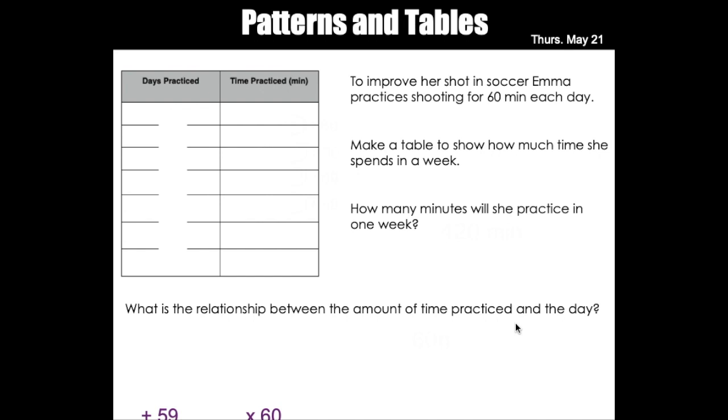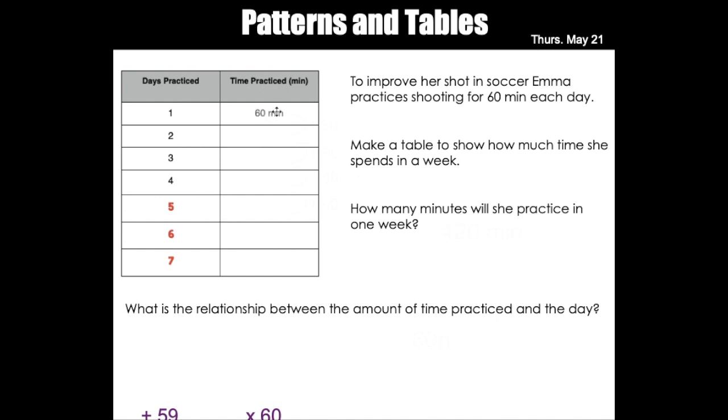So this one, you're going to create your own table. So the problem is, to improve her shot in soccer, Emma practices shooting for 60 minutes each day. Make a table to show how much time she spends in a week. So here I have the number of days practiced and the time practiced each day. So in a week there's 7 days, so I have 7 days here.